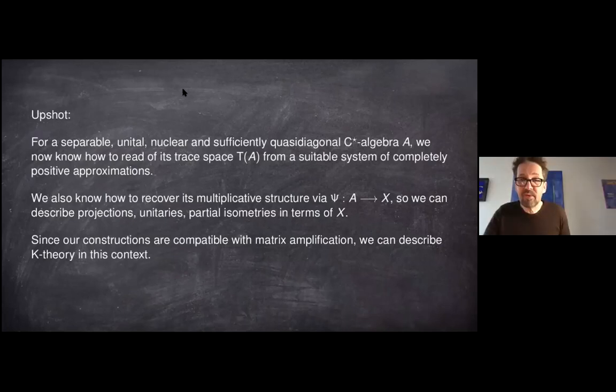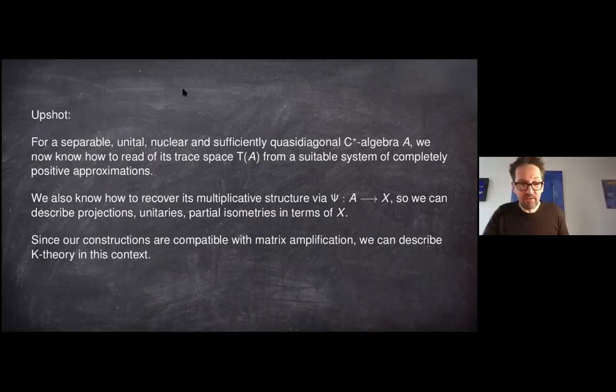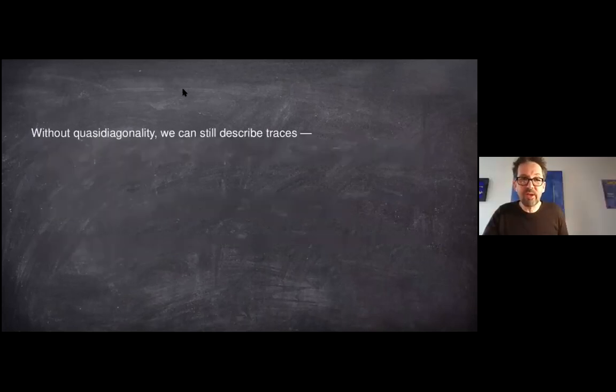Say again. You can recover the multiplicative structure even when, oh no, it does say sufficiently quasi-diagonal. Okay, so I'm a little confused, but okay, never mind. Okay, thanks. Maybe you are referring to the next slide.